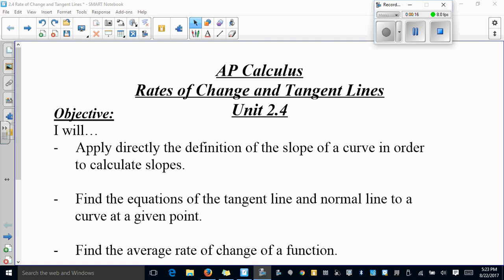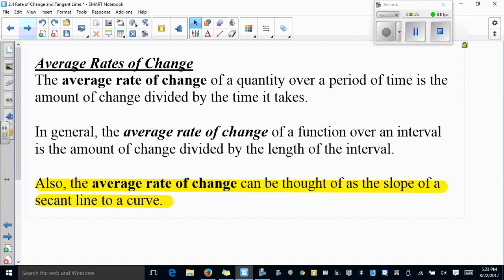So average rates of change. The average rate of change of a quantity over a period of time is the amount of change divided by the time it takes. Distance equals rate times time. We talked about this before. In general, the average rate of change of a function over an interval is the amount of change divided by the length of the interval.